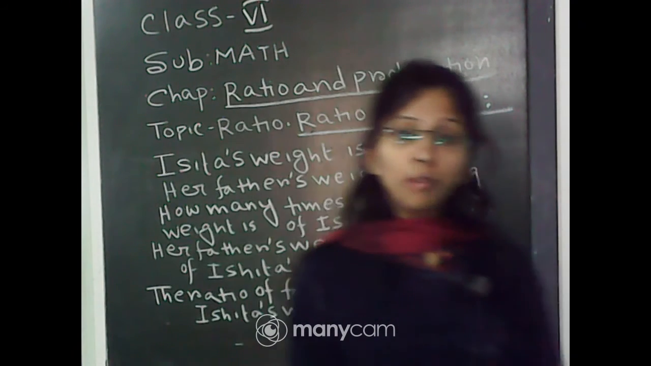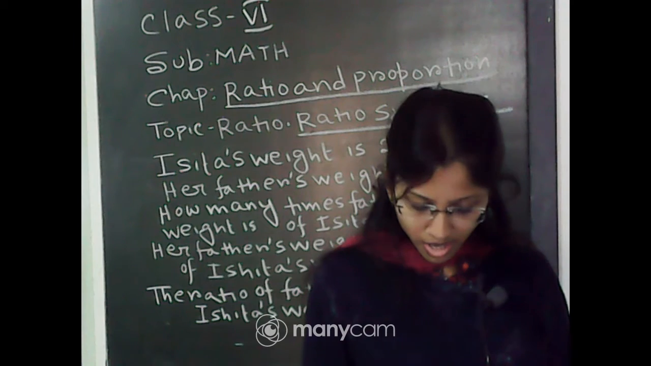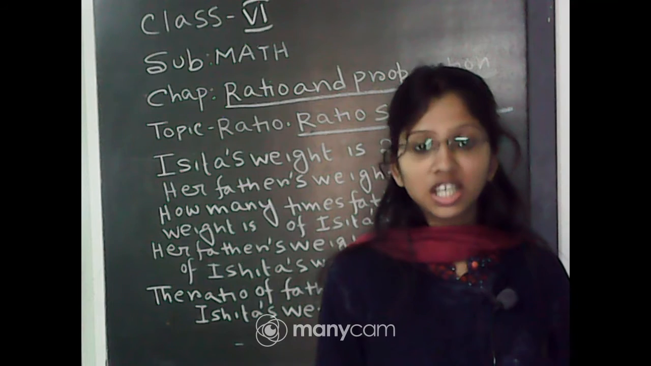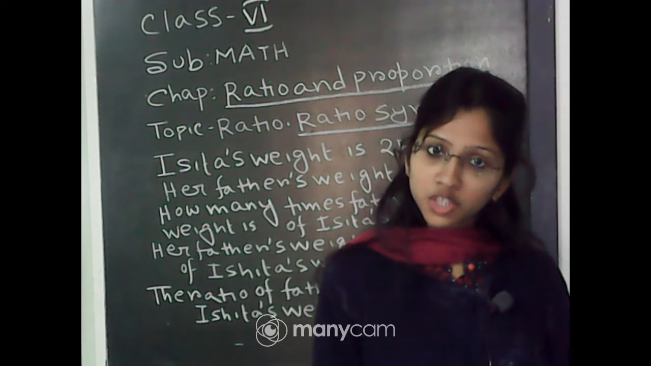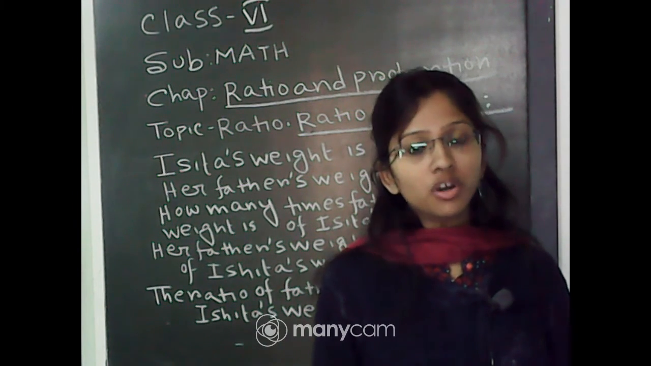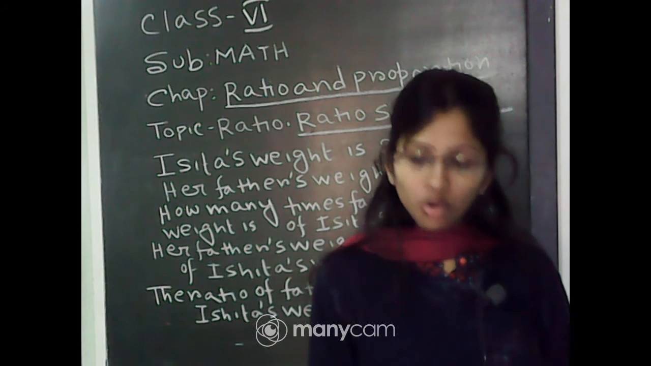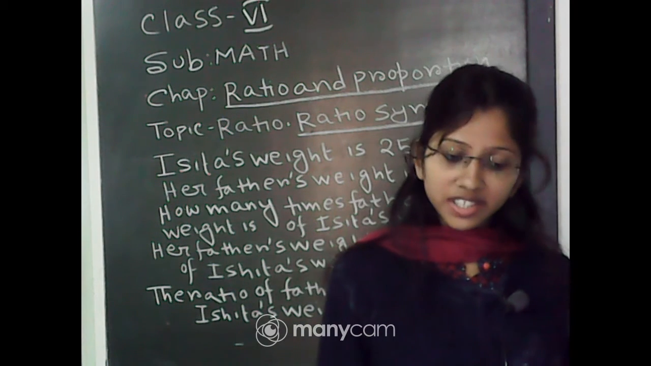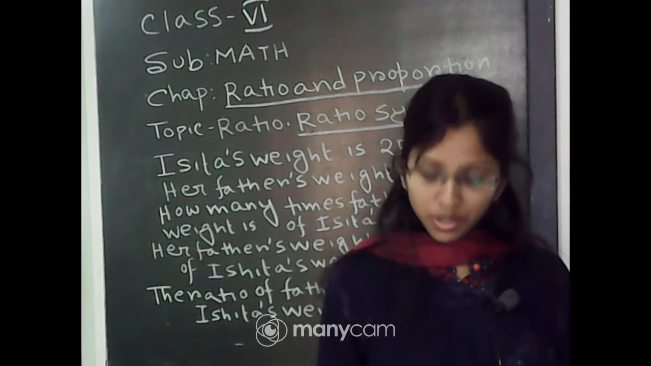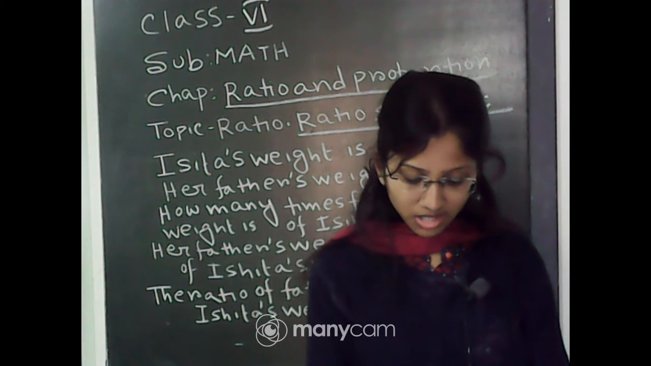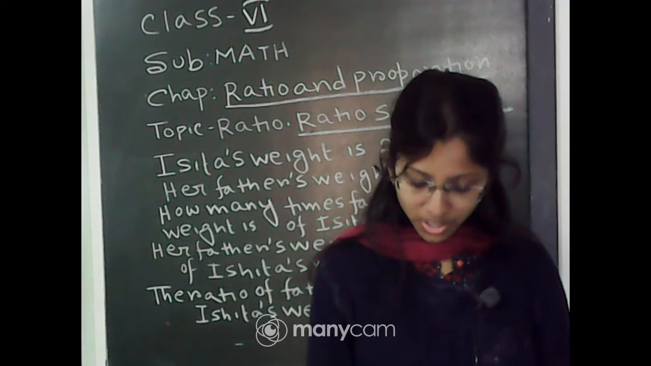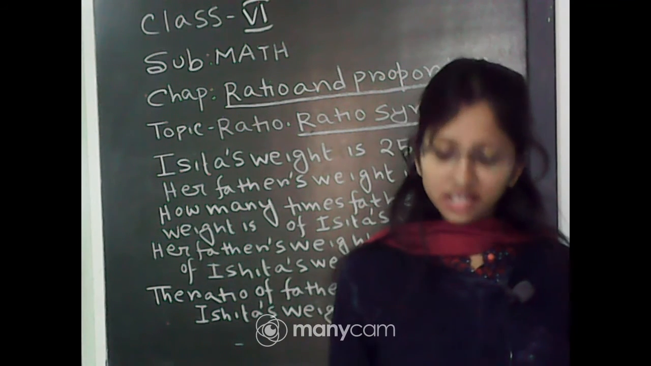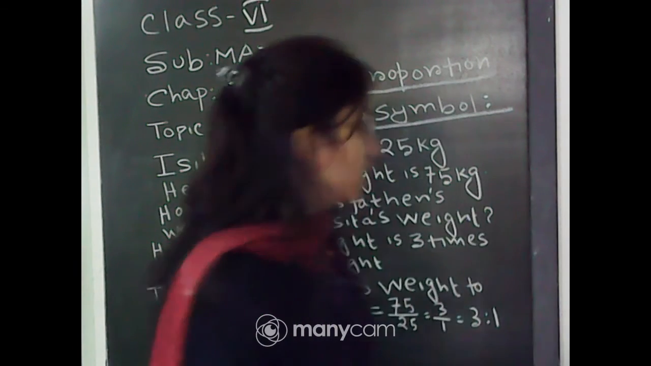For comparison by ratio, the two quantities must be in the same unit. If they are not, they should be expressed in the same unit before the ratio is taken. We will understand this by an example.